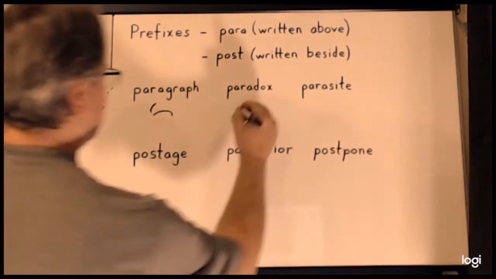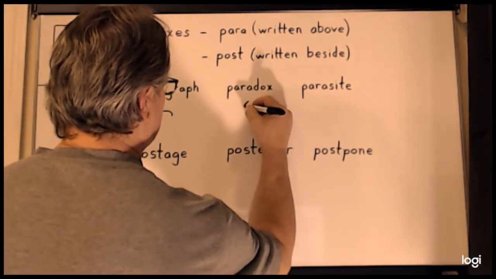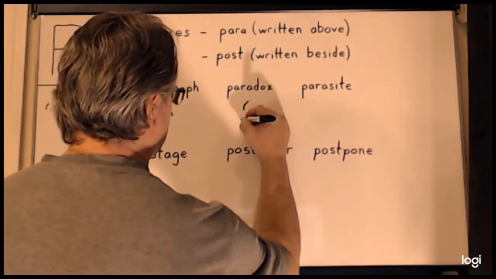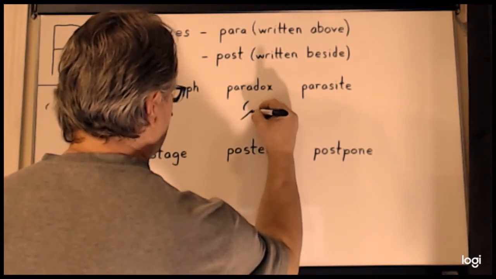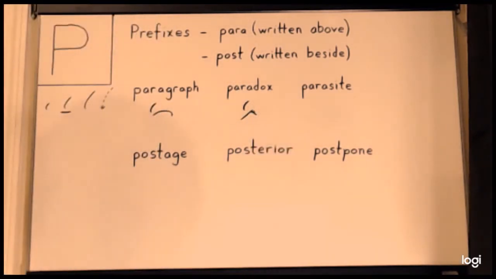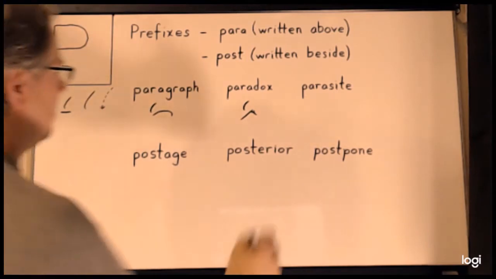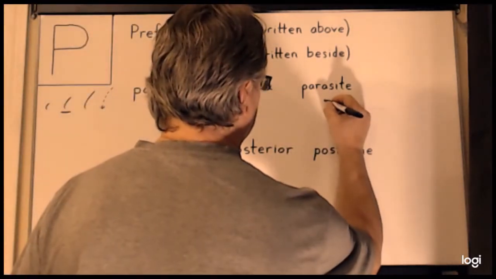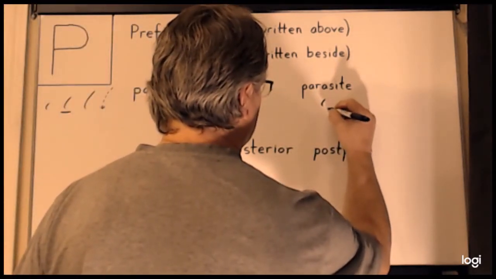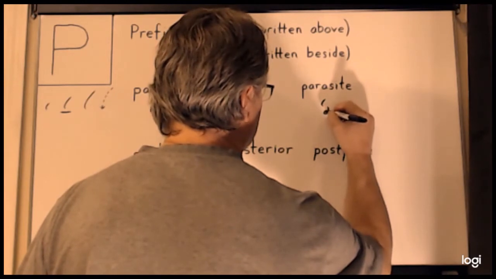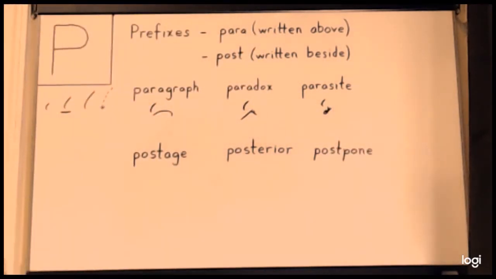Paradox, BP, then D, O, X. Parasite will be P for the para, and site right below it. Now for post, again, this is written beside the corresponding stroke.